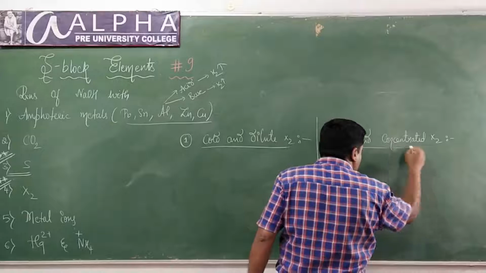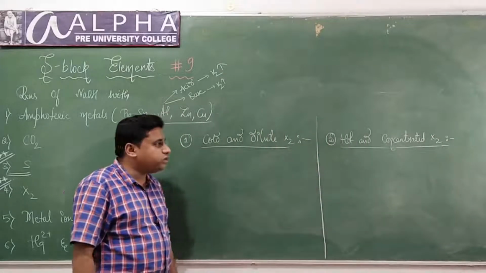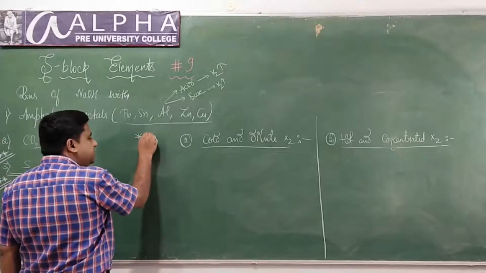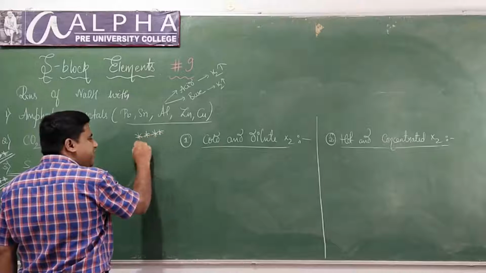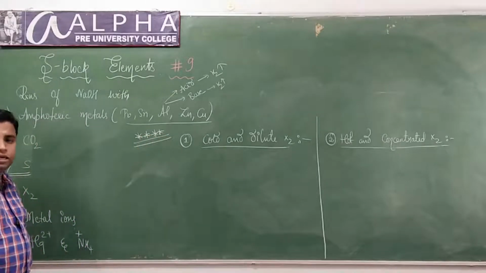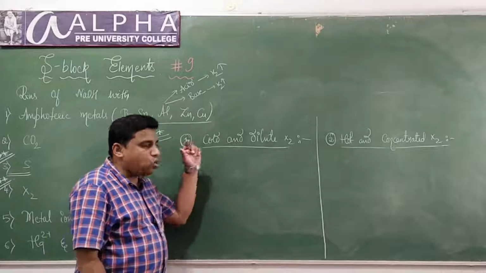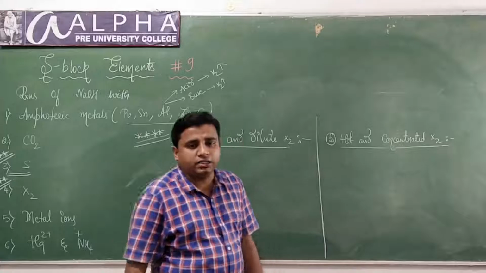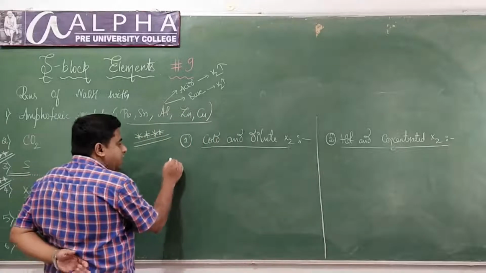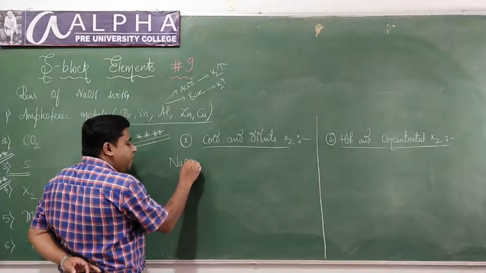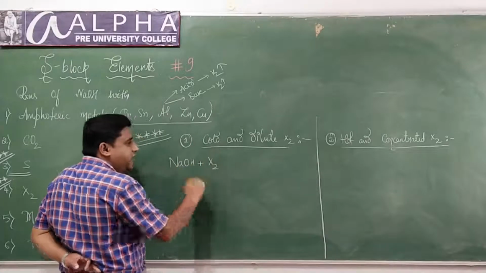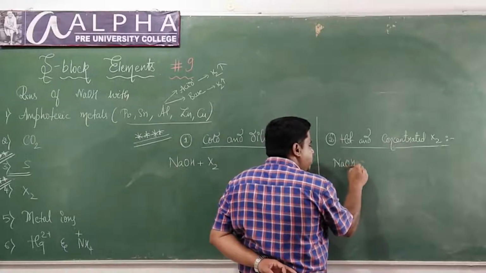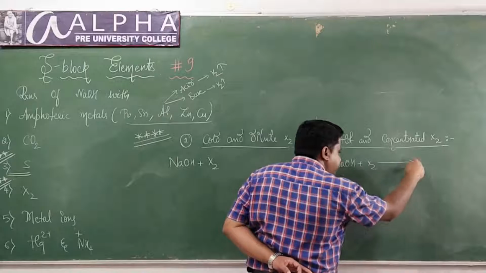So we are learning two different reactions of sodium hydroxide with halogens. I will tell you, this is a very important reaction: the reaction of sodium hydroxide with cold and dilute halogen, and with hot and concentrated halogen. What is going to happen? Look here. What happens when sodium hydroxide reacts with cold and dilute halogen, and what happens when it reacts with hot and concentrated halogen?